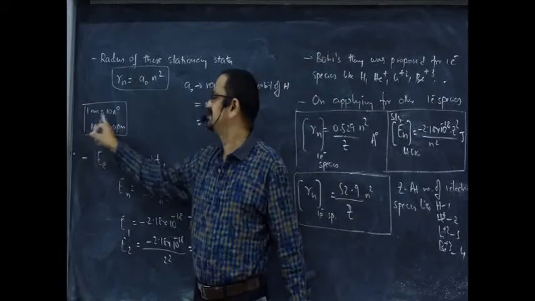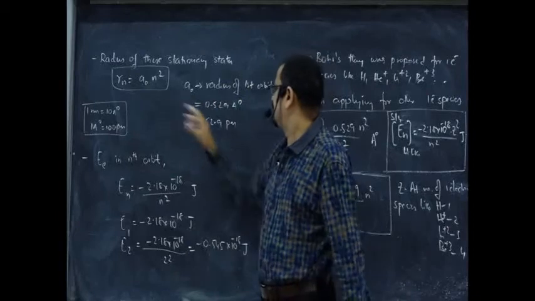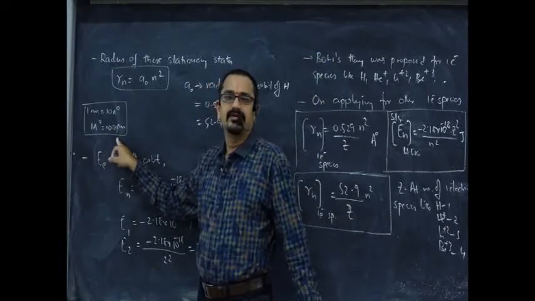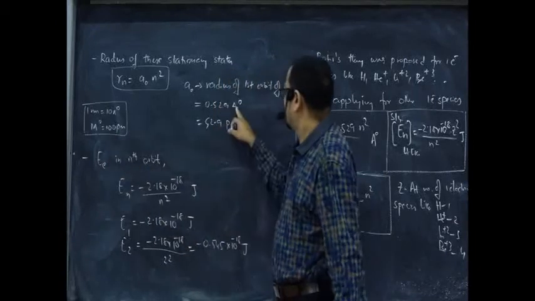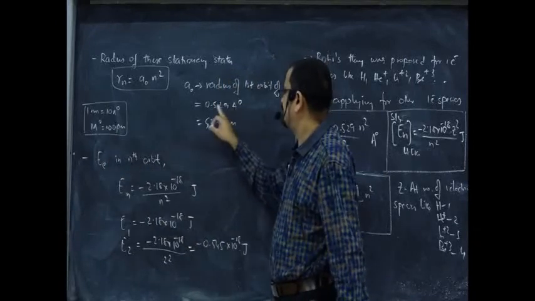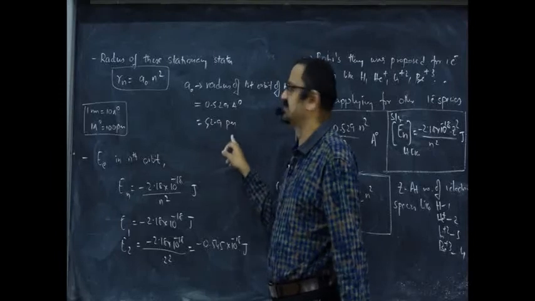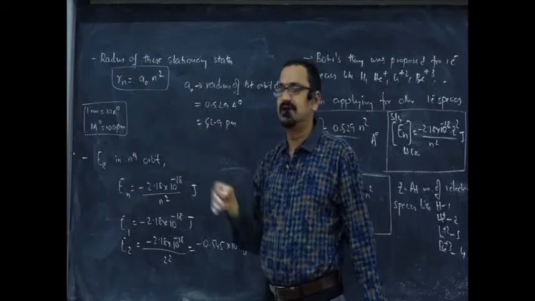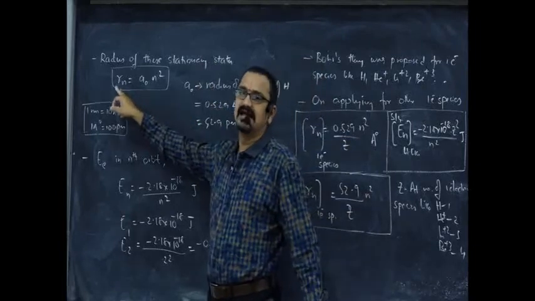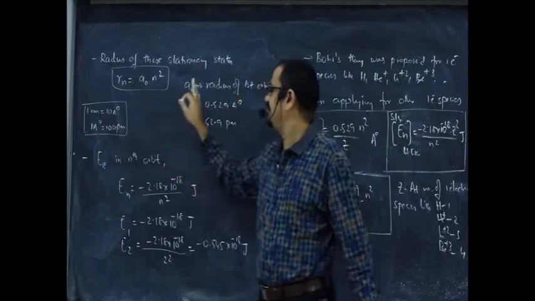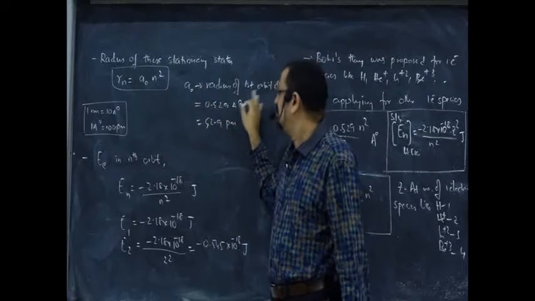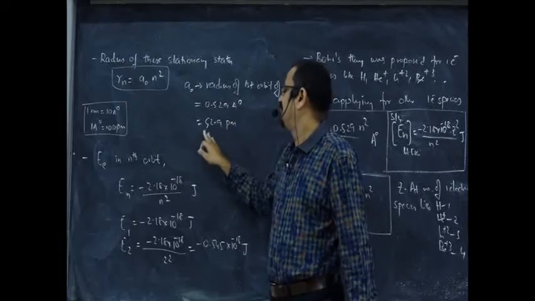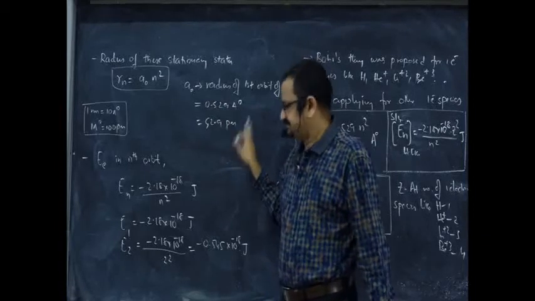1 nanometer is equal to 10 angstroms, and 1 angstrom equals 100 picometers. If you substitute that, it becomes 52.9 picometers. So once again, the radius of these stationary orbits around the nucleus of hydrogen was expressed as Rn equals a naught into n square, where a naught stands for the radius of the first orbit, whose value was noticed as 0.529 angstroms or 52.9 picometers.